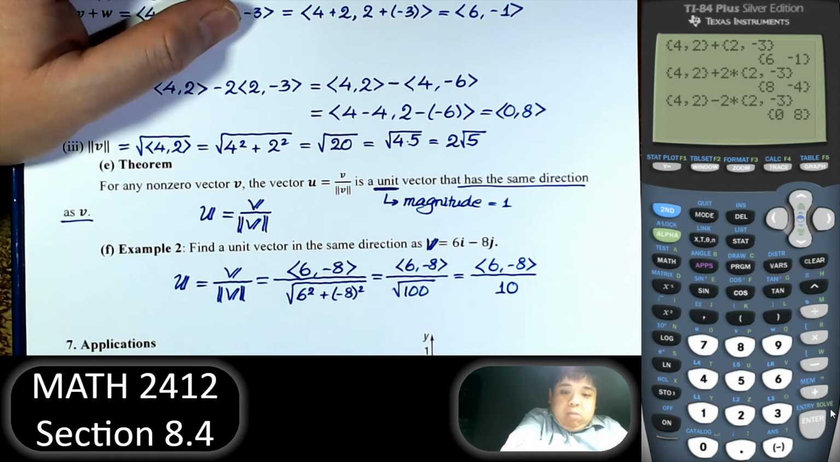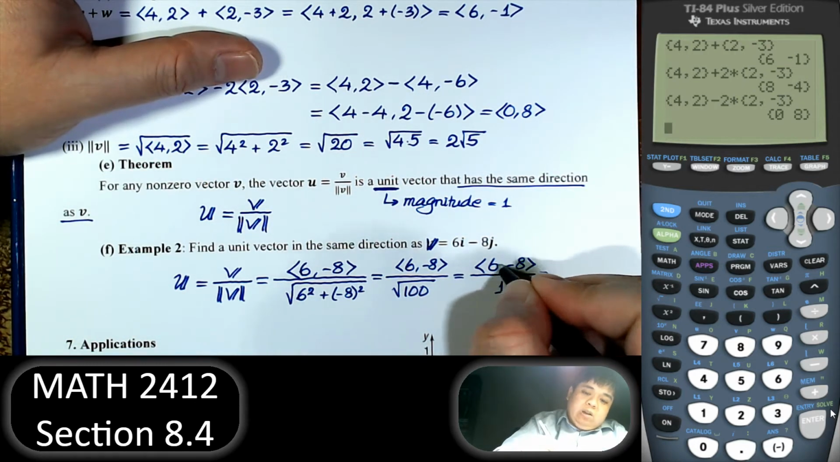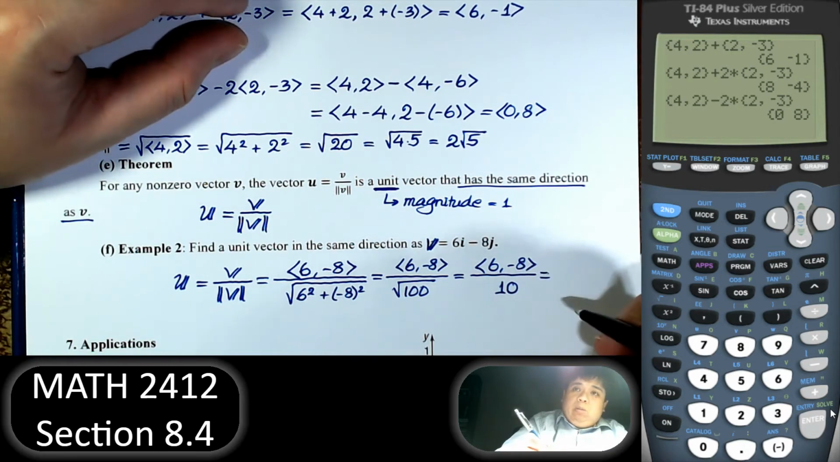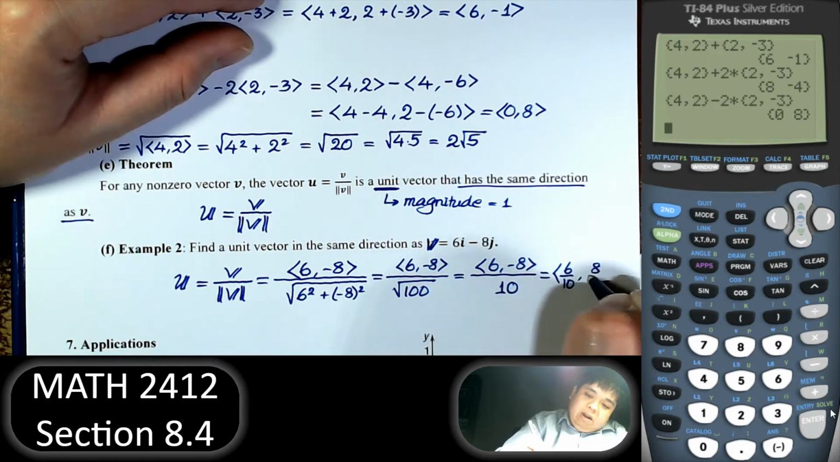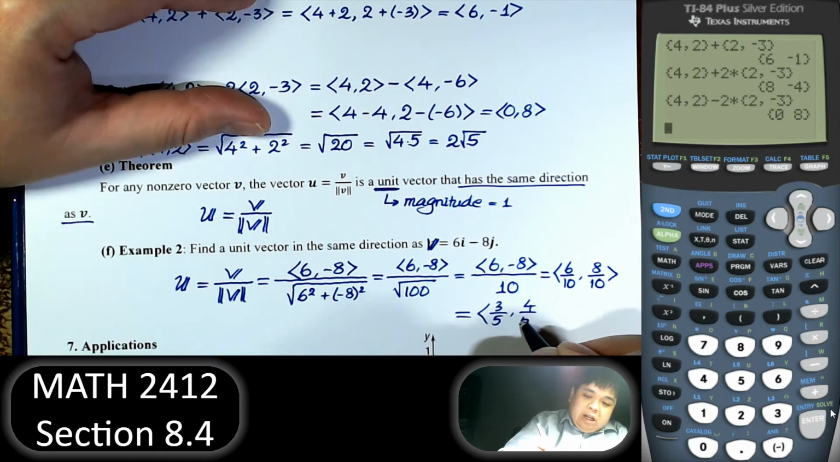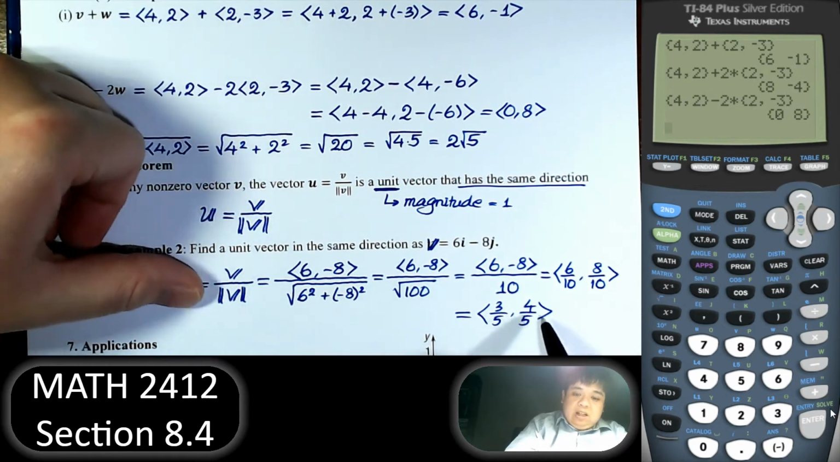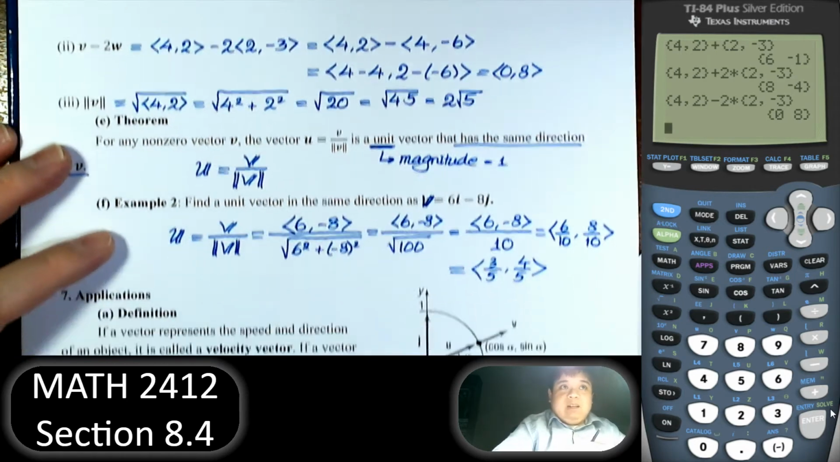Because when we divide by a number, it's just like multiplying by the reciprocal. We multiply the reciprocal to all the components. Pretty much we just have 6 divided by 10 and 8 divided by 10. So we take each component divided by 10. Of course, we reduce that, we will have 3 over 5 and 4 over 5. So this is the unit vector. The length of this is 1. The direction of this vector will be the same as vector v.